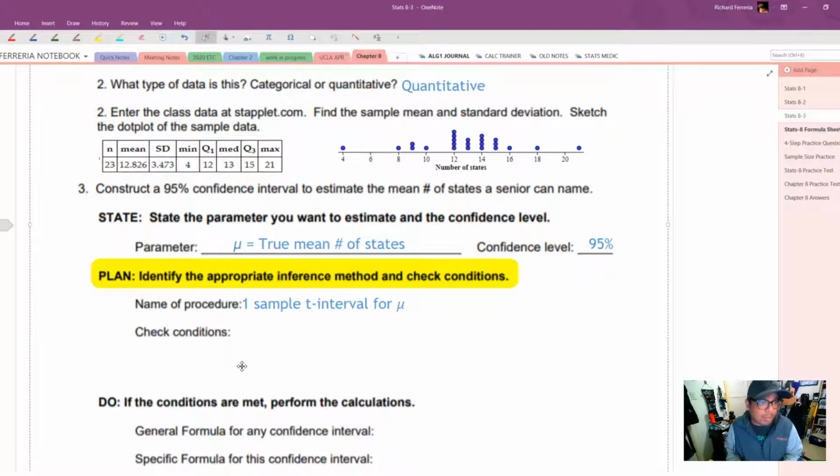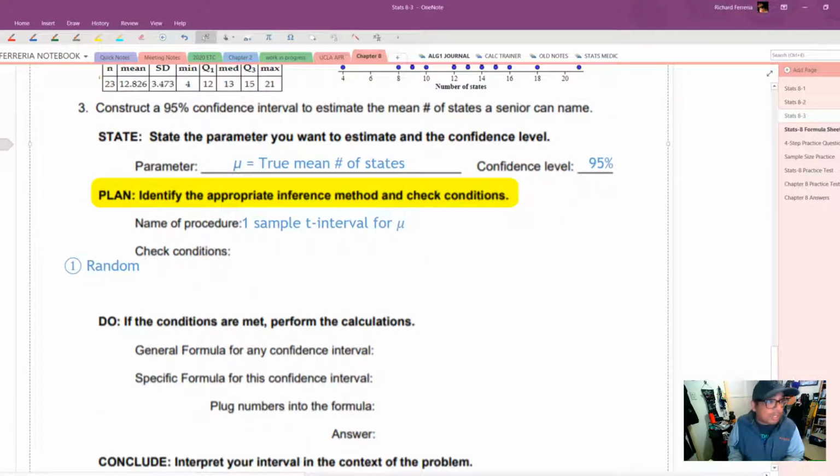Let's check our 3 conditions. I hope you remember what they are. Our first condition is the random condition. And we were told that this is a random sample by the question.